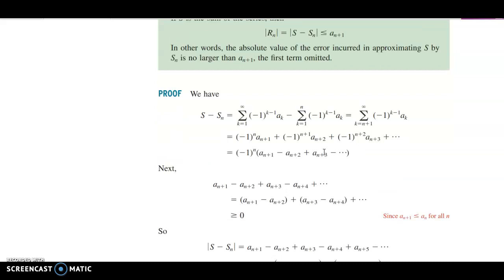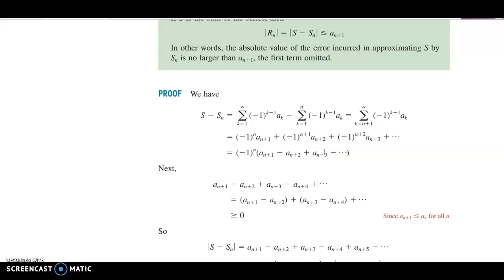Look at the proof. Choose s minus Sn. s is the sum of k equal to 1 to infinity of (-1)^(k-1) ak, minus the sum k equal to 1 to n, that is Sn, of (-1)^(k-1) ak. That is equal to the sum k equal to n plus 1 to infinity of (-1)^(k-1) ak, which is equal to (-1)^n an plus 1 plus (-1)^(n+1) an plus 2 plus etc. Taking (-1)^n outside, we get an plus 1 minus an plus 2 etc.